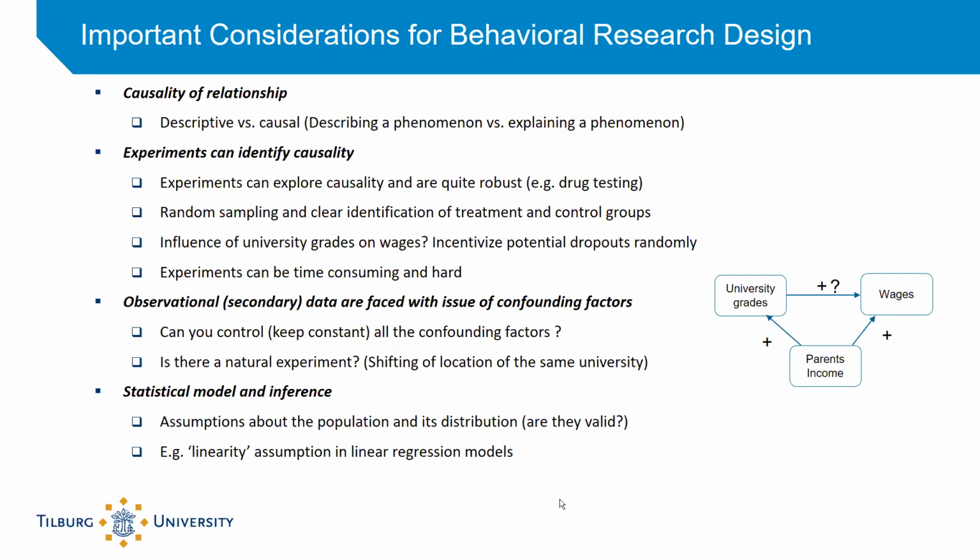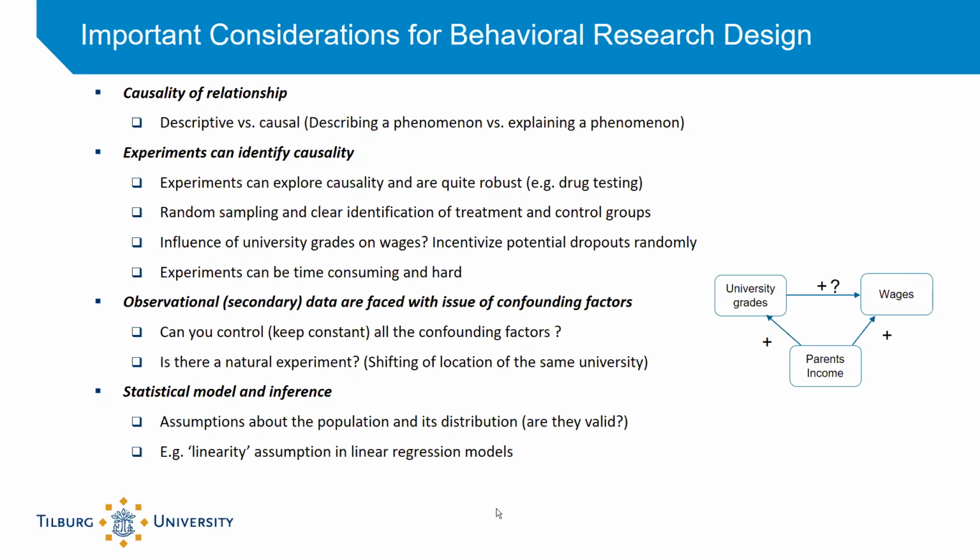So the fourth important consideration is the statistical model and inference. Every statistical model is based on certain assumptions, and they are valid only to the extent that the assumptions are valid in your data. So the question is, is the distribution in your population following the assumptions that the statistical model requires?